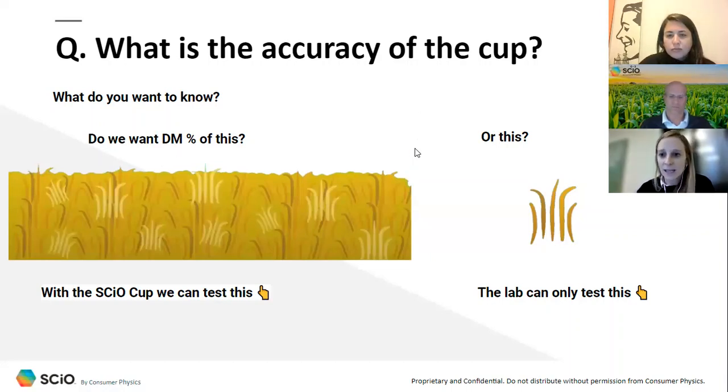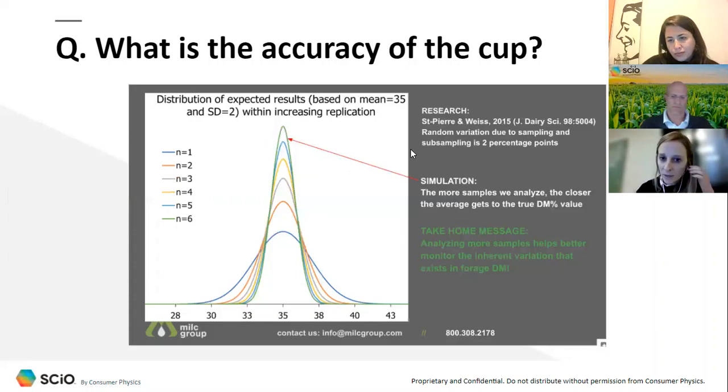So if you go to the next slide, Dana. This is shown in a graphical representation, where we see that the more samples you're able to take, the closer you get to the true DM. If you've got one sample, there's a wide variation of results that you could get from that one sample. So again, the more you test, the more accurate it is.